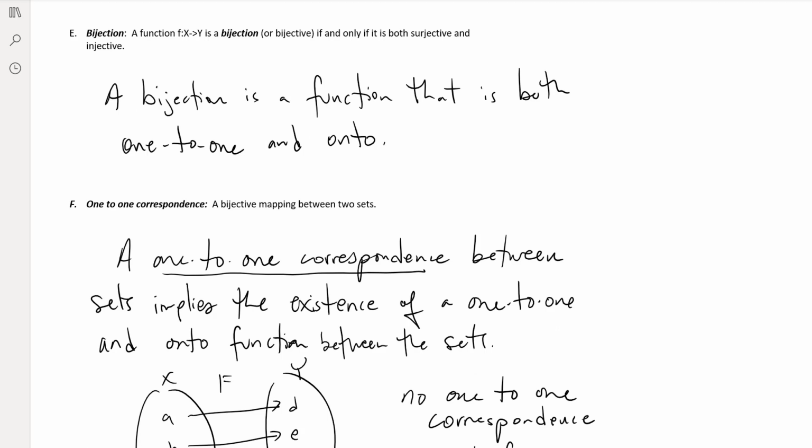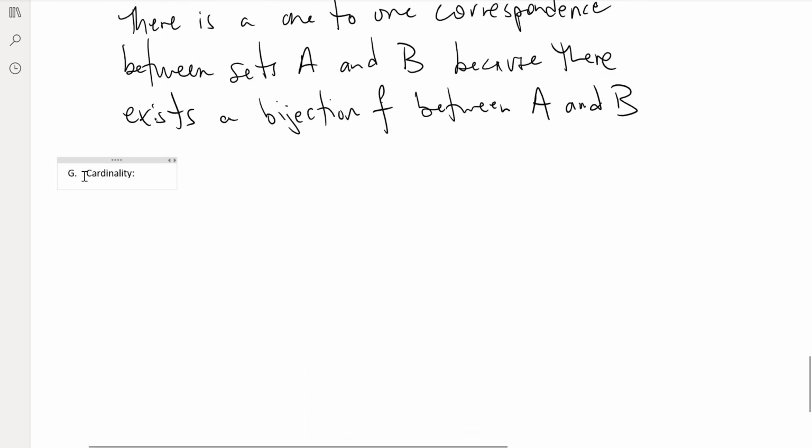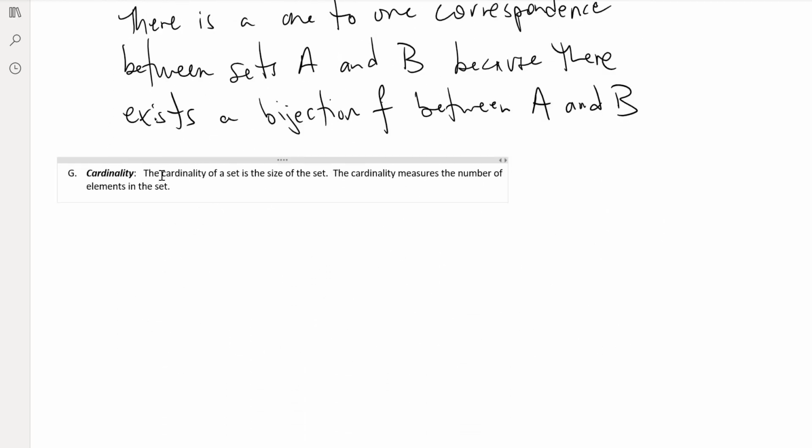Okay, so that was my definition F. I got a little mixed up there in my order, so now moving on to the next definition, cardinality. The cardinality of a set is the size of the set. It measures the number of elements in the set. So what will happen is we will use the idea of one-to-one correspondence to refine the notion of the cardinality of a set when we deal with infinite sets. But as I will get to that, but let me put two more definitions on here.